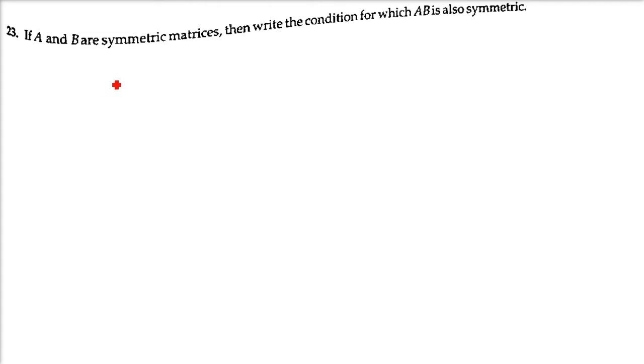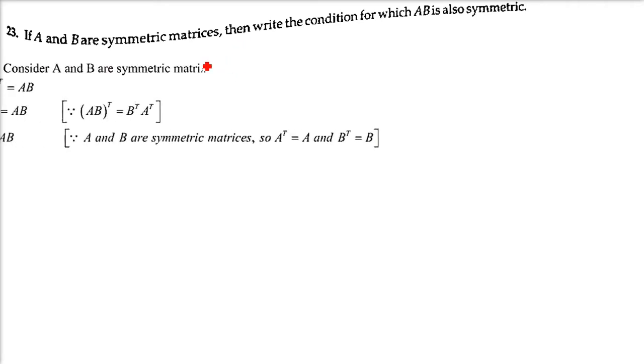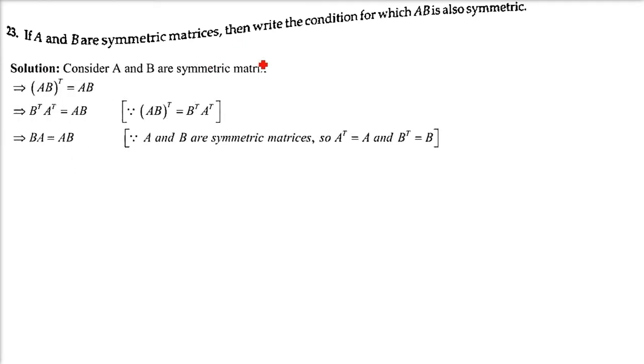If A and B are symmetric matrices, then write the condition for which AB is also symmetric. The matrices A and B are given, and A is symmetric, that is A transpose will be A. B is also symmetric, so B transpose will be B. Now write the condition for which AB is also symmetric. AB will be symmetric when the transpose of AB is going to be AB.